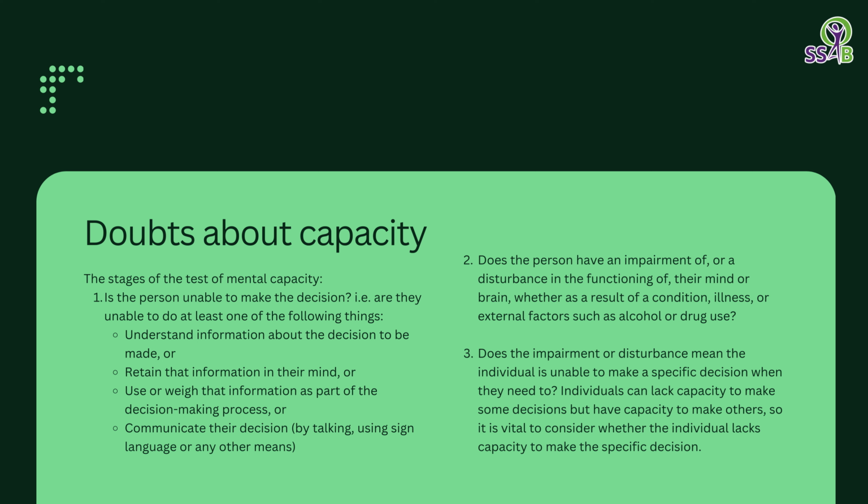And then finally, is the reason why the person can't make the decision because of that impairment or disturbance in their mind or brain? There may be many reasons why a person can't make a decision, but they only lack mental capacity if the reason they can't make the decision is because of the impairment or disturbance in the functioning of their mind or brain. And remember that people can lack capacity to make some decisions, but still have the capacity to make others. So it's vital to consider whether the individual lacks capacity to make a specific decision.